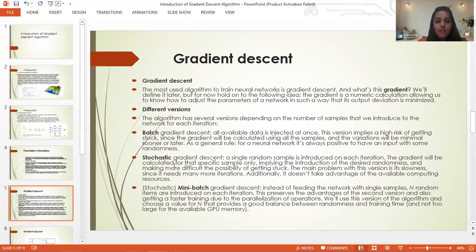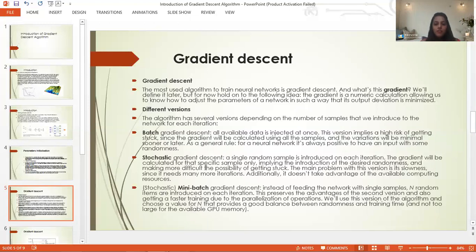So next one is stochastic gradient. Stochastic gradient is a random sample in which the gradient is calculated for the specific sample only, implying the introduction of the desired randomness. So we randomly take the data and impose it to the system and then calculate the gradient over it. The main problem with this version is slowness because it needs more and more iterations, right? Additionally, it doesn't take advantage of available computing resources. So using gradient after each training data sample instead of computing samples faster as in batch mode. Faster, but performance is still stuck here also because you need to again and again get the random data and calculate the gradient over that.